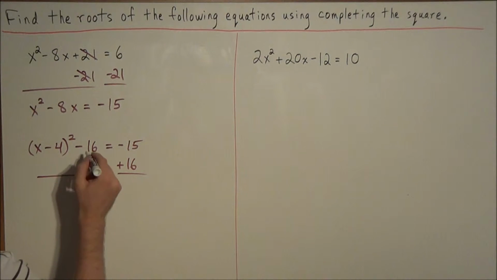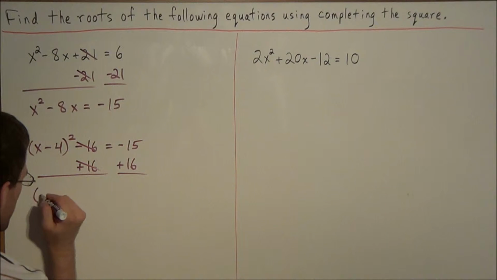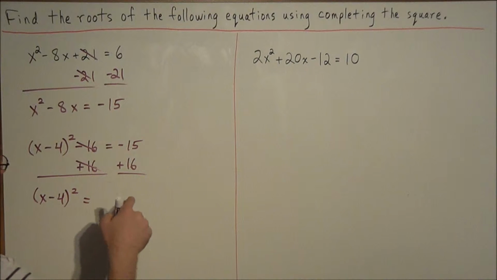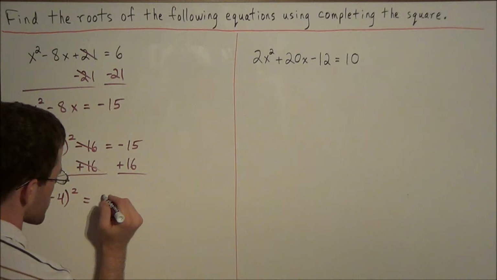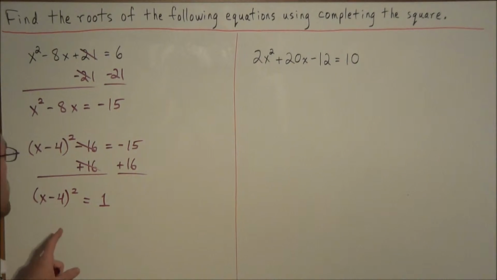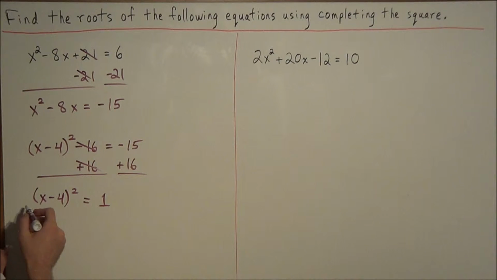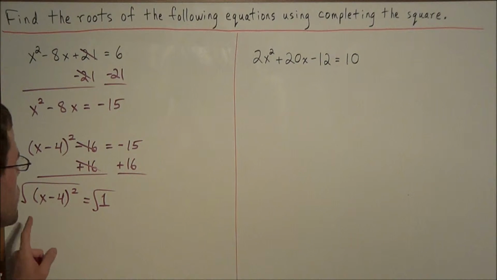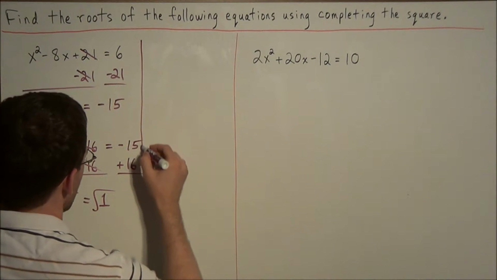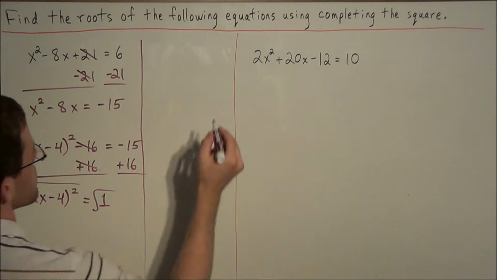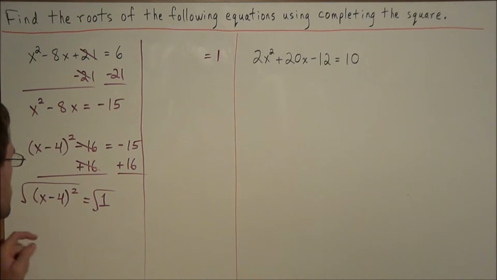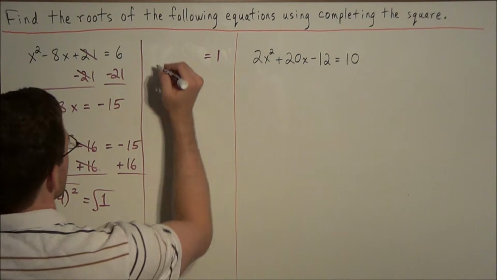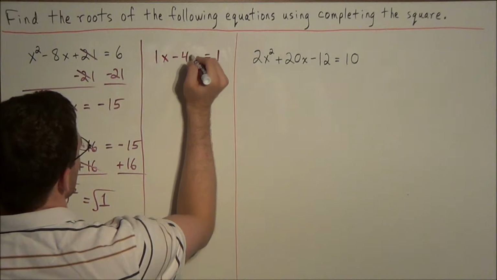And now negative 16 plus 16 will cancel, and we have x minus 4 squared is equal to negative 15 plus 16 is a positive 1. So now to solve for x, we're going to take the square root of both sides. But at this stage, we need to be really careful, because on the right hand side, we can say that the square root of 1 is 1, but the square root of x minus 4 squared is not x minus 4, it's the absolute value of x minus 4.